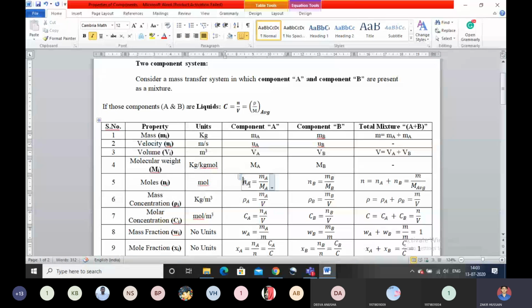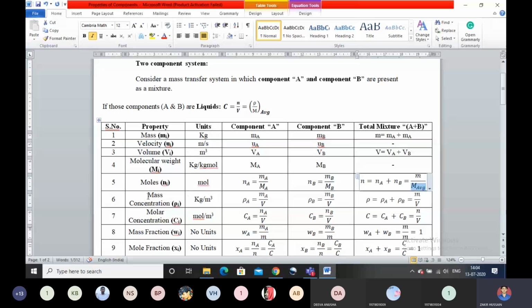Then for component A, Na is equal to mass by molecular weight. Moles of A is equal to mass of A by molecular weight of A. Then moles of B is equal to mass of B by molecular weight of B. Then total moles is equal to the sum of the component moles, Na plus Nb. N is equal to Na plus Nb, which is always equal to small m, the total mass divided by average molecular weight.